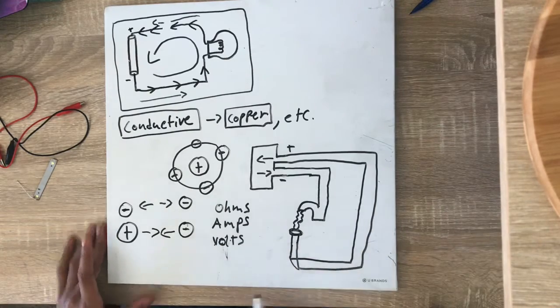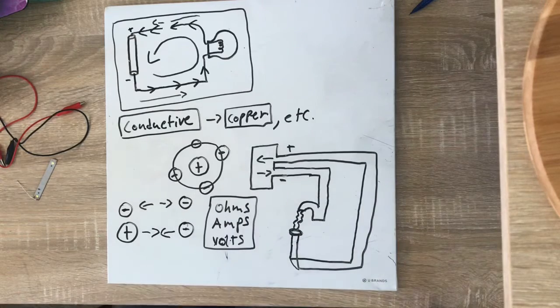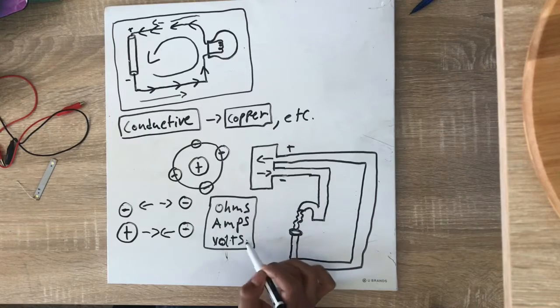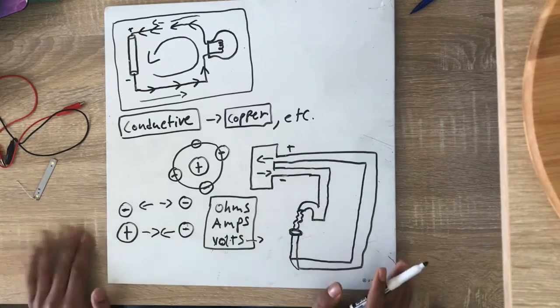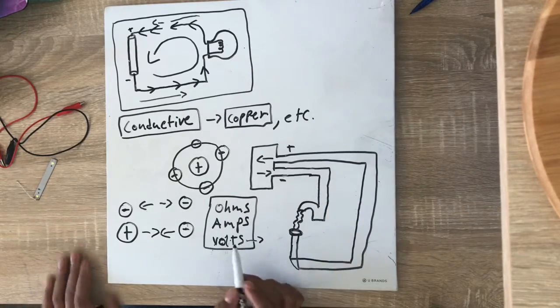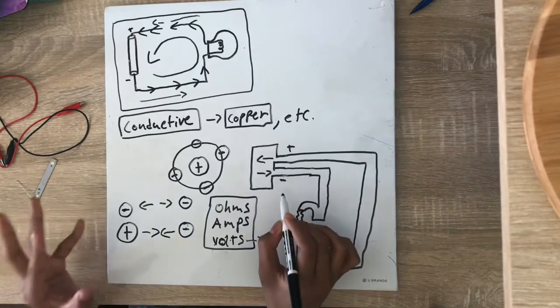There's more, but we're going to keep it simple and just talk about these three today. So let's start with volts. What are volts? In an electric circuit, how do volts affect it? Again, we're going to use the water demonstration to say what volts is. Volts is basically the flow or the pressure of the water.